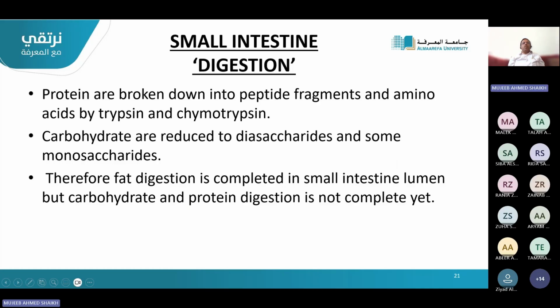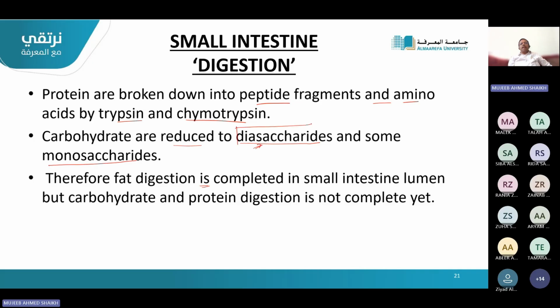Proteins are broken down into peptide fragments and into amino acids by trypsin and chymotrypsin, which we have seen in the pancreatic secretion. Carbohydrates will be reduced to disaccharides and some monosaccharides. Therefore, fat digestion is completed. Here, it is not completely digested. Carbohydrate is not completely digested.